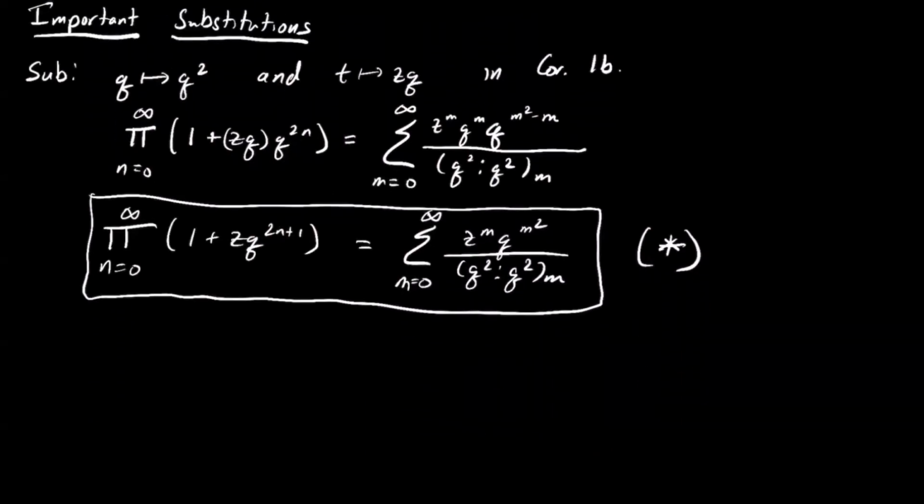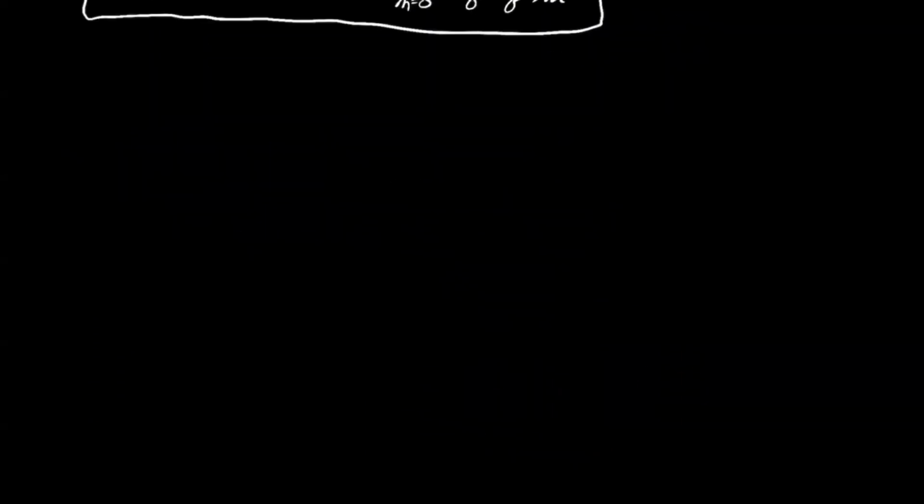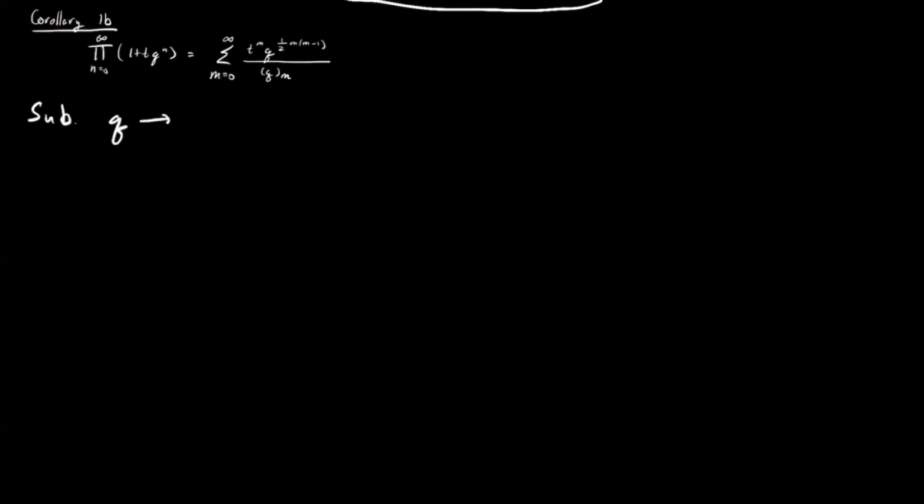Now what I'm going to do is take equation 1b and make another substitution. Right, so let's write down corollary 1b again for our purposes, and let's make another substitution. So what's the substitution I'm going to make? Now q is going to get replaced by q squared. And then after I do that, t is going to get replaced by negative q to the 2m plus 2. All right, so this is the substitution that I'm going to make.